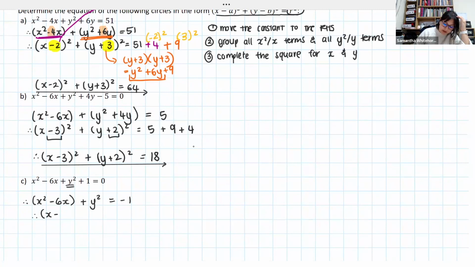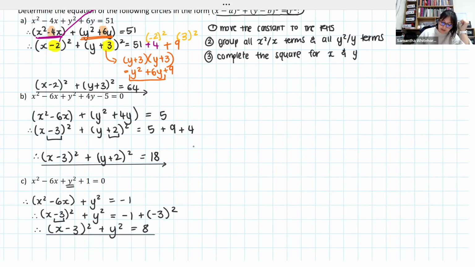So that gives me x minus 3 squared plus y squared is equal to -1, and we are adding a -3 squared, so you're adding 9. You don't have to write the -3 squared if you don't want to. So we've got x minus 3 squared plus y squared is equal to 8. -1 plus 9 is 8. Done. Okay, so the completion of the square, sorry guys, does not need to be overthought. It is very, very straightforward.